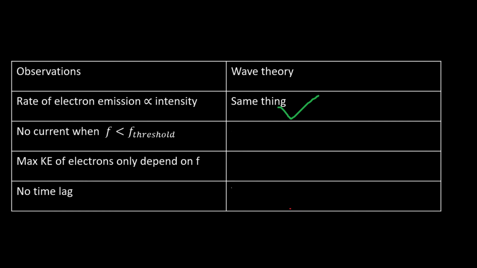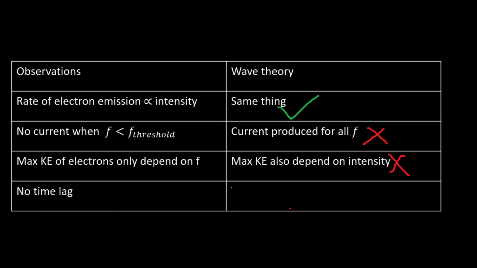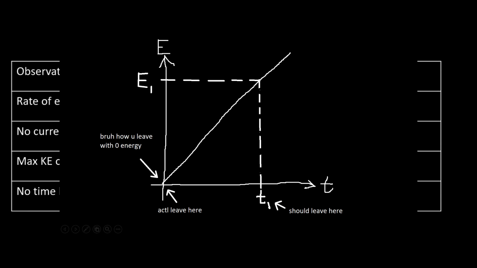The wave theory of light wrongly predicts that electrons should be emitted for all wavelengths of light, as the electron could just continuously absorb energy from the light until it can break free. It also wrongly predicts that maximum kinetic energy should also depend on light intensity. The wave theory of light also couldn't explain the absence of time lag before electrons are emitted, as the electron should only leave when it has received enough energy from the light wave.